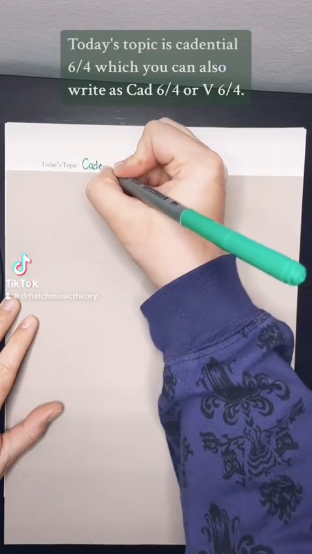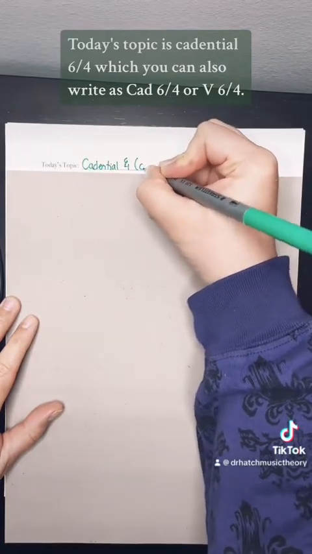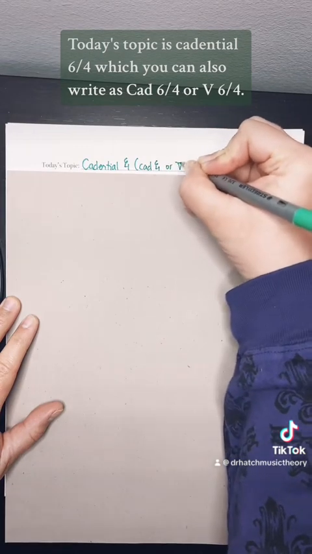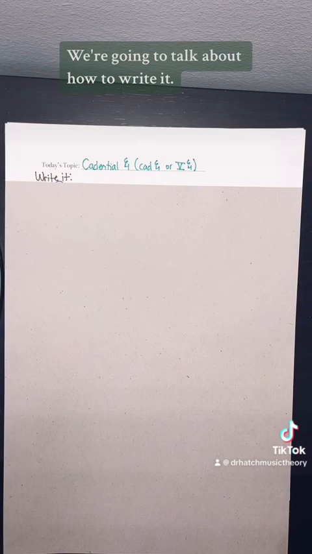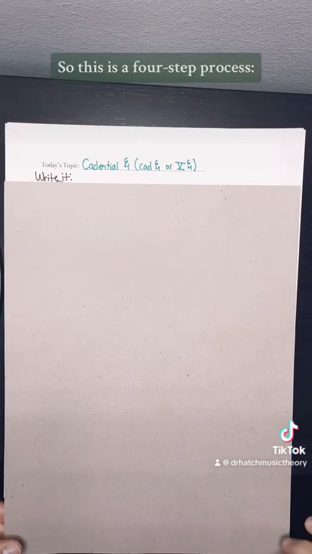Today's topic is cadential 6/4, which you can also write as CAD 6/4 or 5/6/4. We're going to talk about how to write it. So this is a 4-step process.